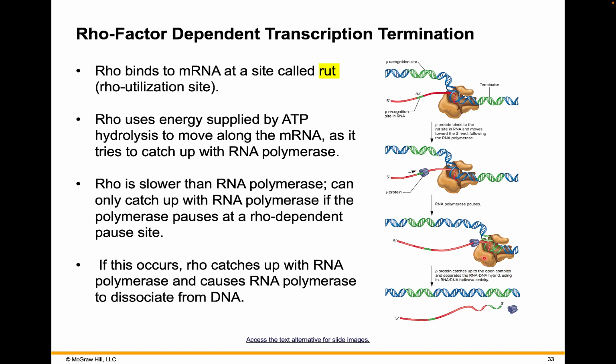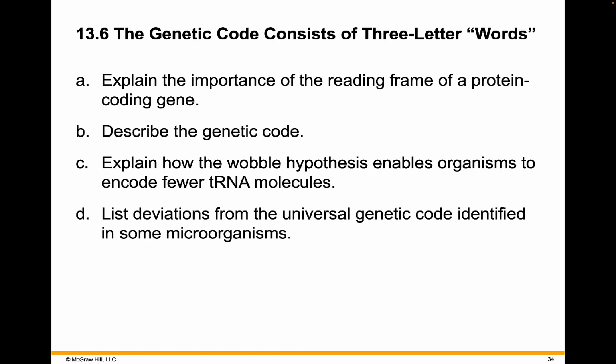When the RNA polymerase pauses, the Rho catches up with the RNA polymerase, and that causes the RNA polymerase to dissociate from the DNA. And this is a specific sequence on the DNA, the Rho-dependent pause site for the RNA polymerase. So this is Rho factor dependent transcription termination.